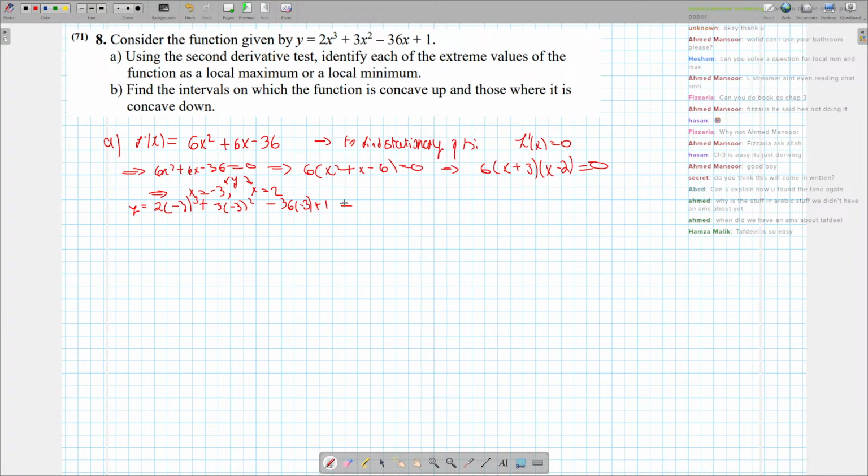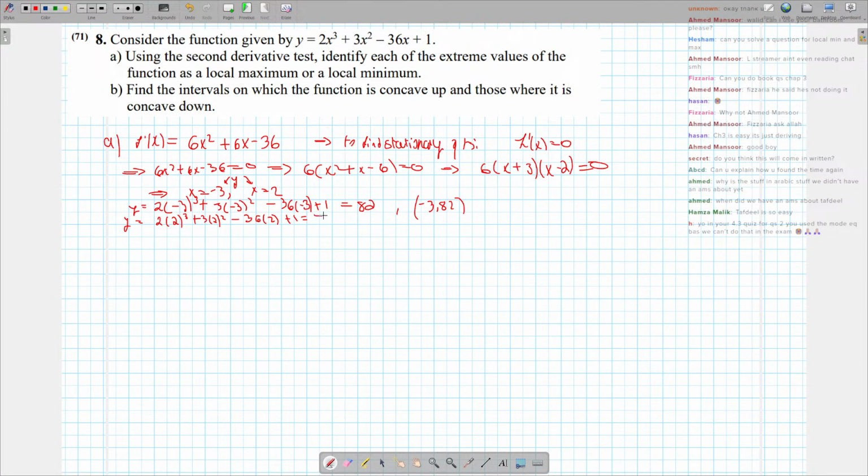81, 82. So that means your first point is minus 3, comma 82. Your second point is 2 times 2 cubed plus 3 times 2 squared minus 36 times 2 plus 1, which is 16 plus 12, 28. 28 minus 72 is minus 44, plus 1, minus 43. So that means your second point is 2, comma, minus 43.